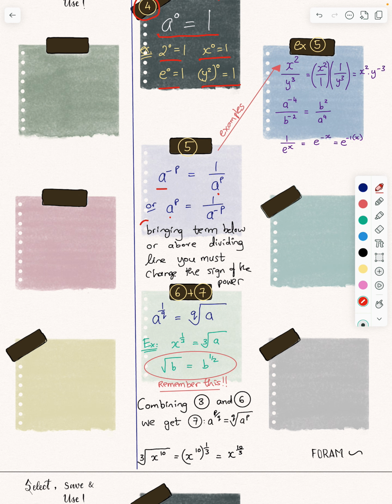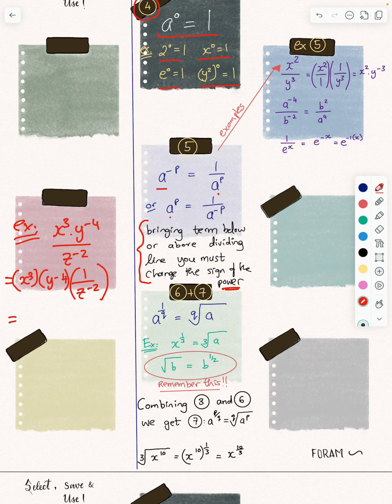So to talk yourself through that, when you are bringing a term below or above the dividing line, you must change the sign of the power, okay? So for example, if you saw something like x cubed times y to the power of minus 4 all over z to the power of minus 2, okay? That breaks down into x cubed times y to the power of minus 4 times 1 over z to the power of minus 2.